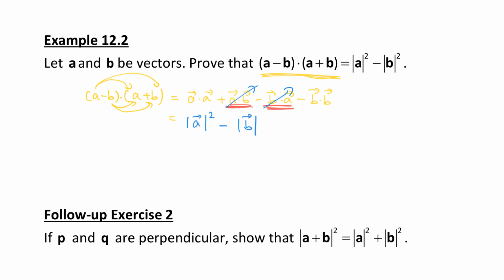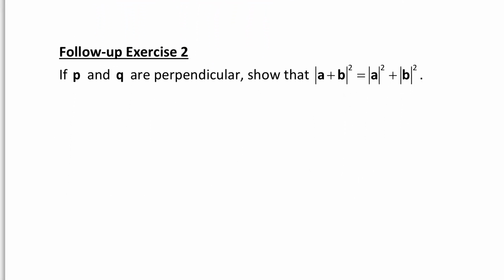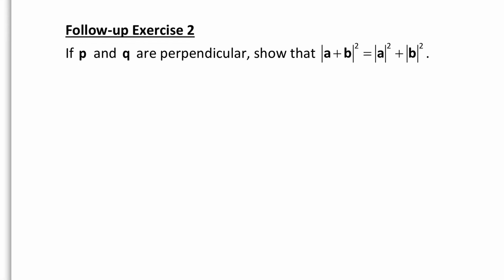You may pause the video and then try to do exercise 2. One typo, help me to amend it. It's not vector P and Q. It's vector A and vector B are perpendicular. Show this part. Please pause the video. You may need at least 5 minutes to think about these questions. Try to determine which property you can use and simplify it.